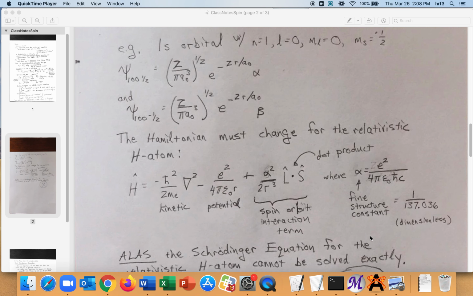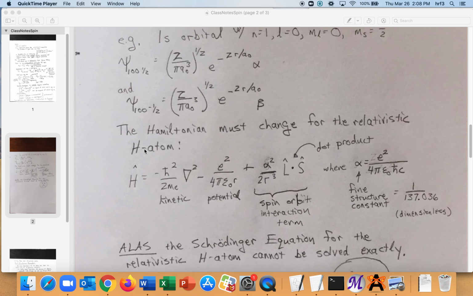All right, so for example, 1s orbital, we talked about this a little bit already. So n equals 1, L equals 0, m sub L equals 0, and we could do the spin up, m sub s equals plus a half. Then our psi 1, 0, 0, half would be this, where this is a capital Z here. So with the hydrogen, that's just going to be a 1. Or we could have spin down, and the only difference is alpha versus beta.